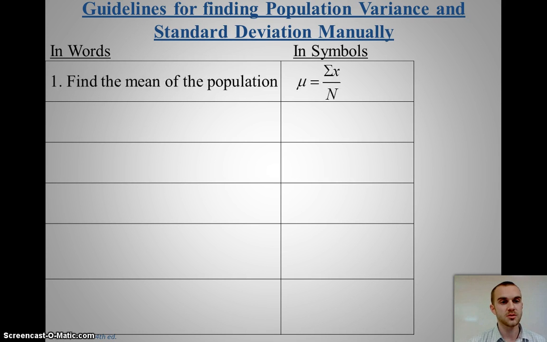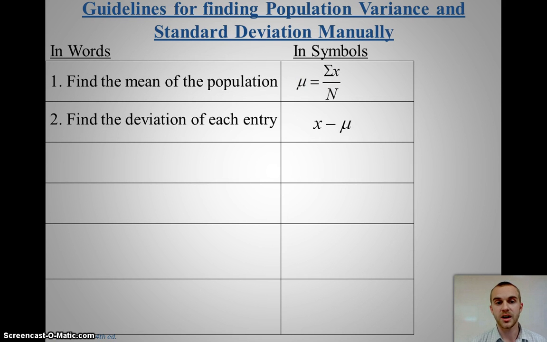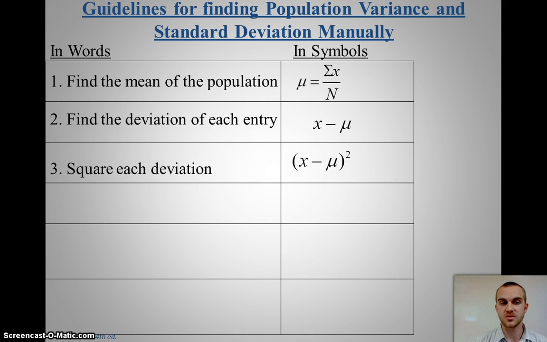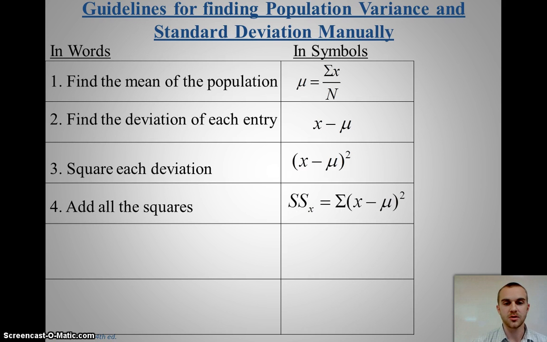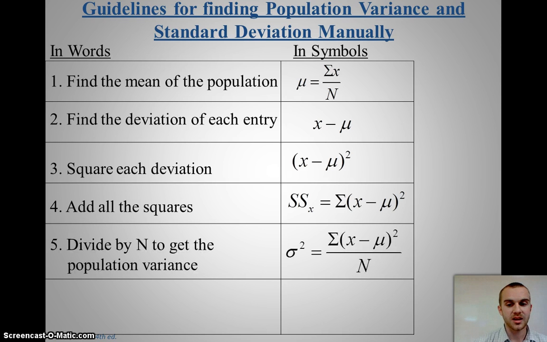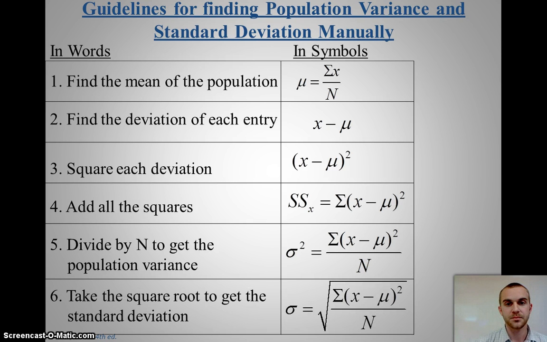First thing we always want to do, though, is find the mean. And if we're doing population, find the population mean. We then would want to find the deviation of each entry from the mean. Next, we'd want to square each of those values. And to find the sum of the squares, we just add up all those squared deviations. To find the population variance, we take that and divide by the population size. And then to find the standard deviation, we take the square root.